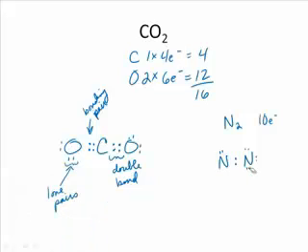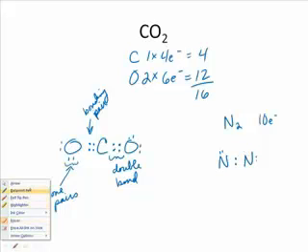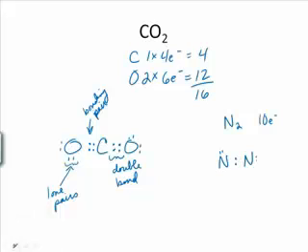So I'm going to bring in 2 lone pairs. Oops, let's try that again. And now I've still only used 10 electrons, but now each nitrogen has 8 valence electrons around it.